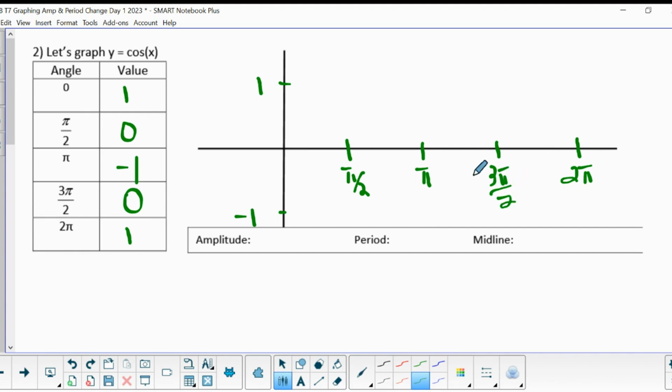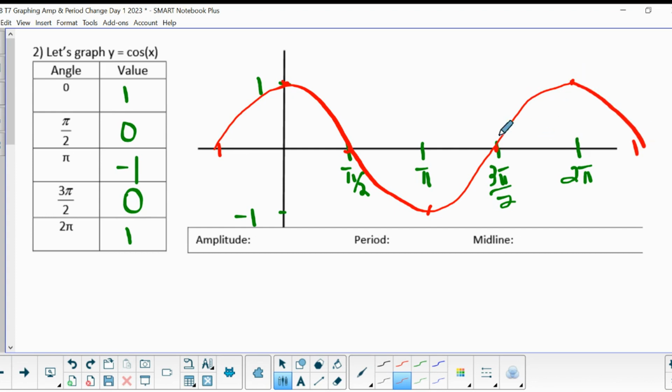Okay, so then I'm going to notice that cosine starts at the highest value of 1, then goes to the middle, then goes to the lowest value, back to the middle, back to the top. And so I'm going to connect these 5 points, and here's my cosine curve. But one thing I want to point out is if I took this cosine curve and extended it backwards or forwards, again, it's going to start to repeat.